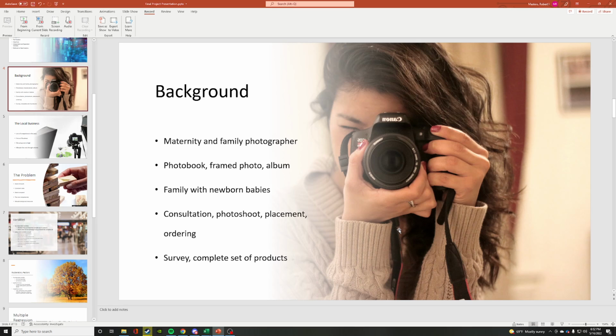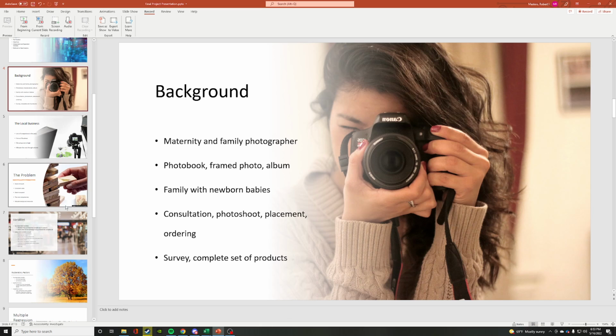So here in Harrisburg we had a maternity and family photographer who's been struggling with a few different things, which we'll touch on a little bit more, but she really focuses on maternity and family photos. She does photo books, framed photos, albums. Really it's mainly specialized around newborn babies. She does consultation, placement ordering, and then also surveys as well.